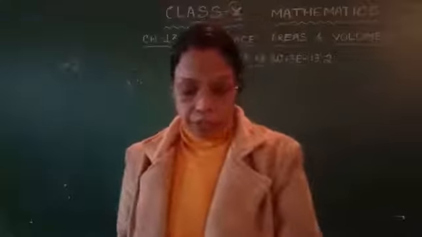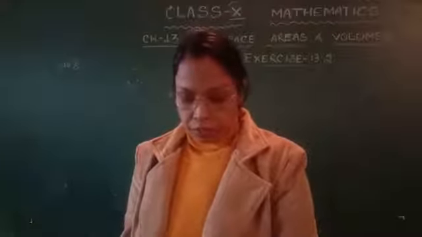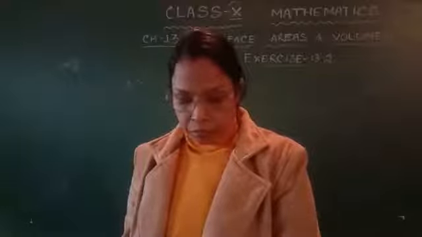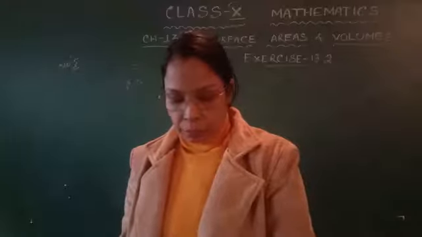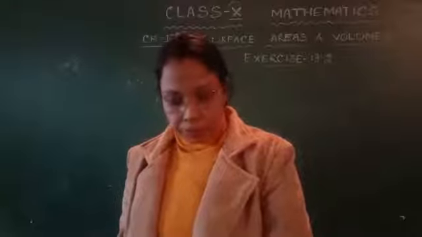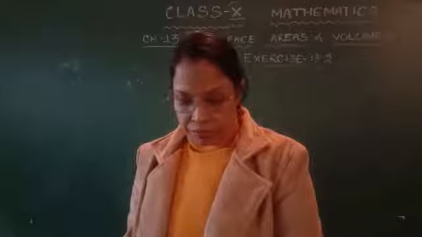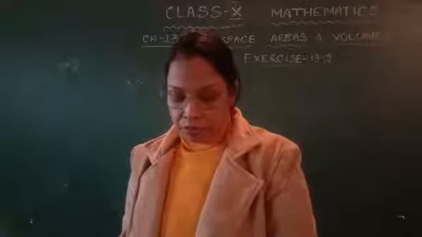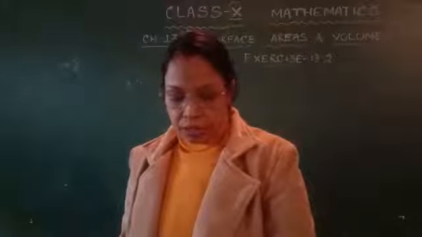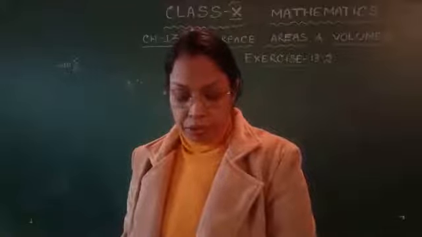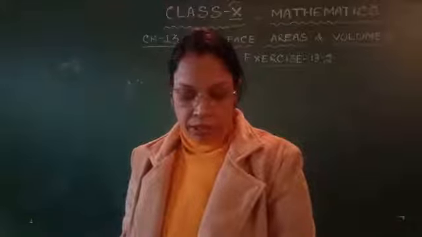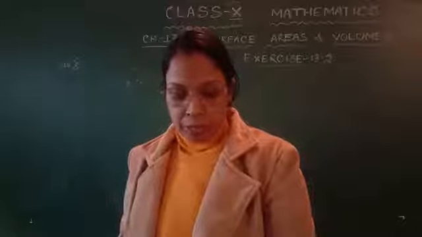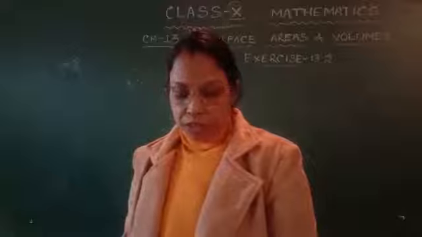Then see question number 5. A vessel is in the form of an inverted cone. Its height is 8 centimeter and the radius of its top, which is open, is 5 centimeter. It is filled with water up to the brim. When lead shots, each of which is a sphere of radius 0.5 centimeter, are dropped into the vessel, 1/4 of the water flows out. Find the number of lead shots dropped in the vessel.